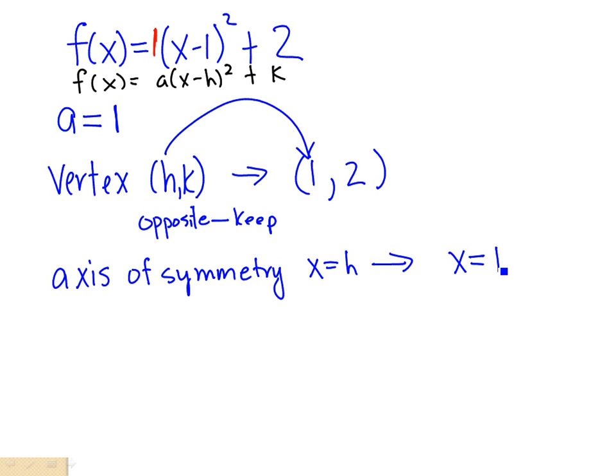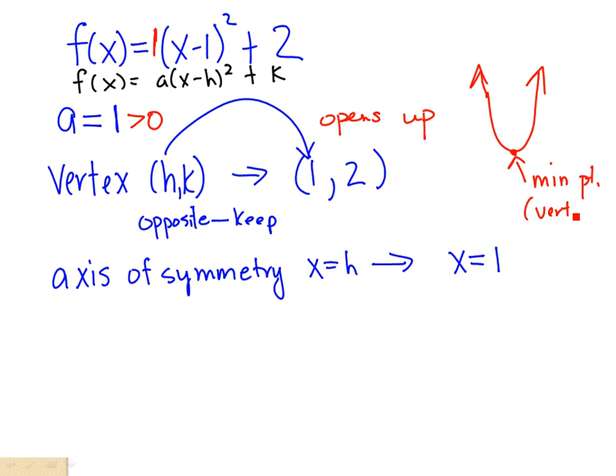Okay, now since a equals 1, I wanted to also mention, because a is greater than 0, then our parabola opens up. Because it opens up, we have a minimum point, which is also our vertex. And that vertex or that minimum point occurs at 1, 2.